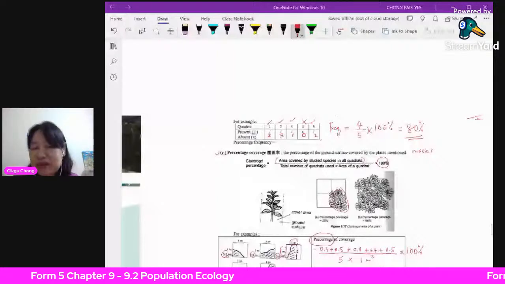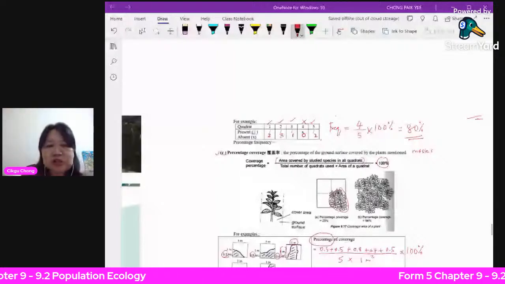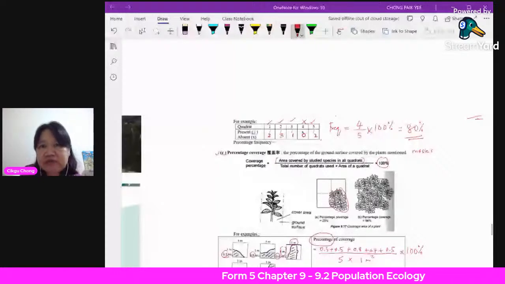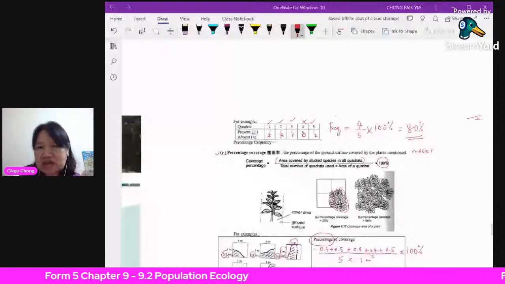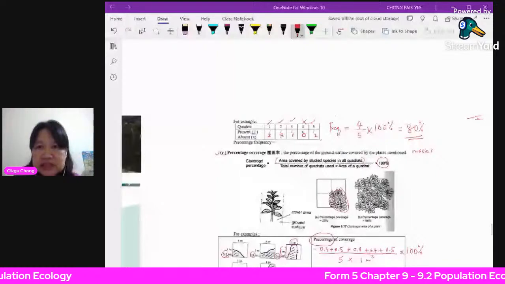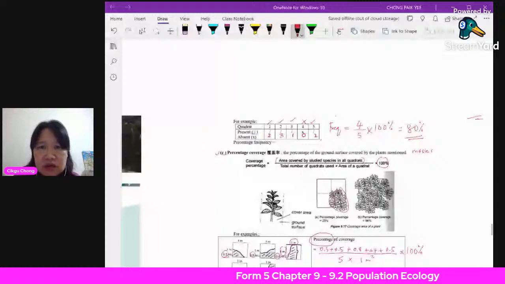So this method is used to estimate the population size of animals such as foxes, sharks, and also small animals like snails, millipedes and insects, which can move freely. Now in your textbook, they say quadrat is also for small, slow moving ones. So we have to follow that, right?